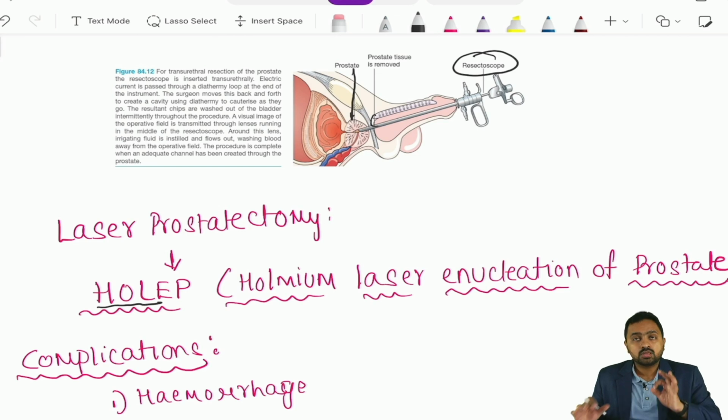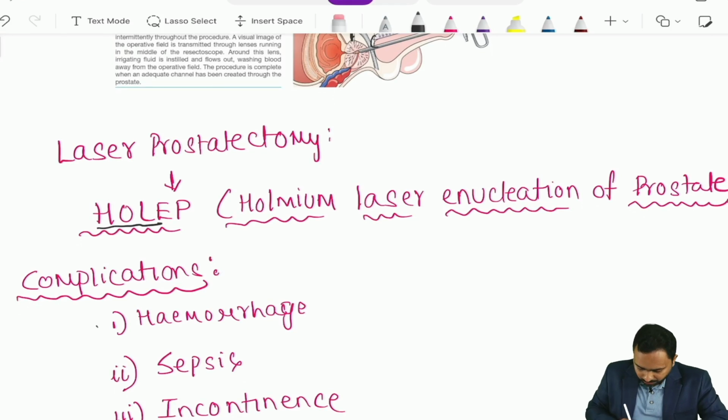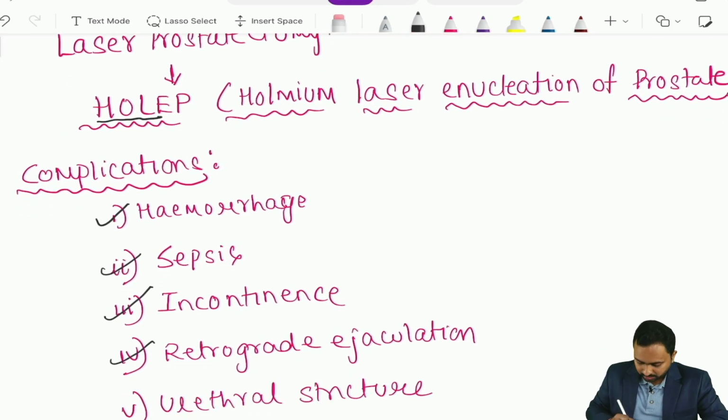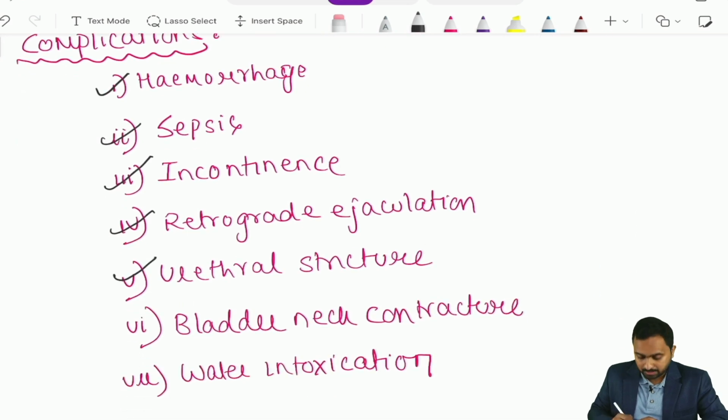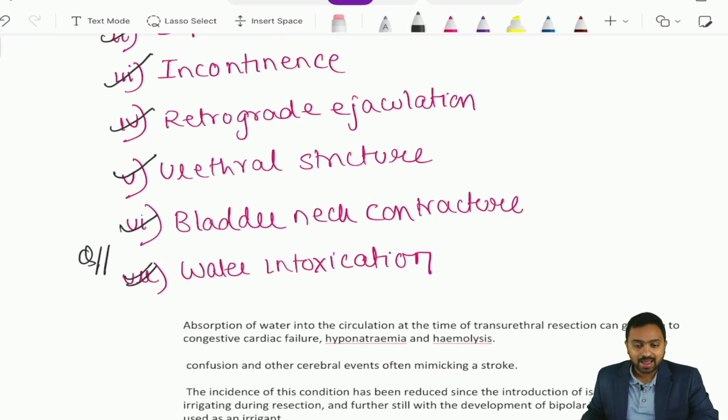Right. Now, there are a few complications that you need to understand with prostatectomy. So, what could be the complications? The complications are hemorrhage, sepsis, incontinence, retrograde ejaculation, urethral stricture, bladder neck contracture and water intoxication. So, this water intoxication needs a special focus. So, what happens over here?